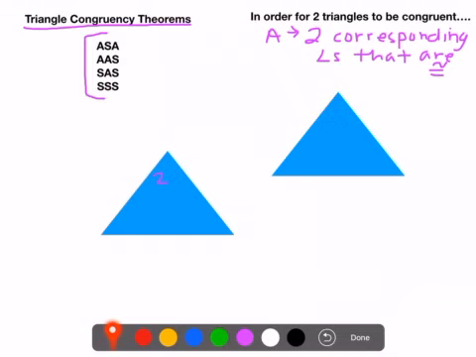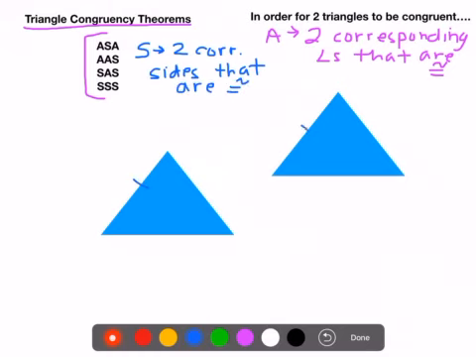Secondly, in these theorems, you see there are S's. So the S stands for a side. Same thing, two corresponding sides that are congruent. Again, that can be done with marking. Both of these have one tick mark, so that counts as an S. Or it could have a measurement. I could say this side is 4 centimeters and so is that side. So that's how you get your S's and your A's.